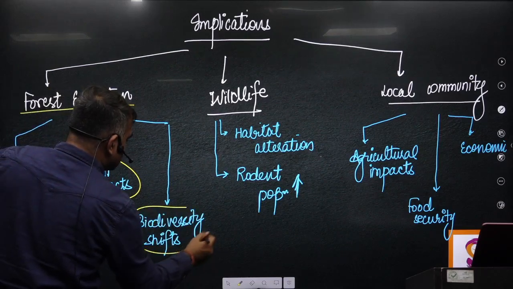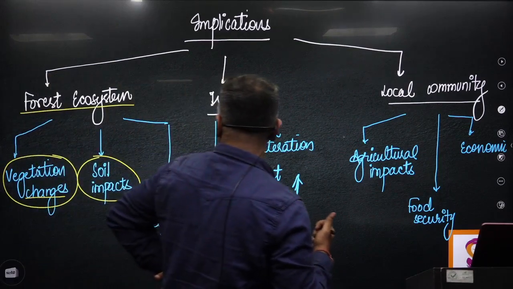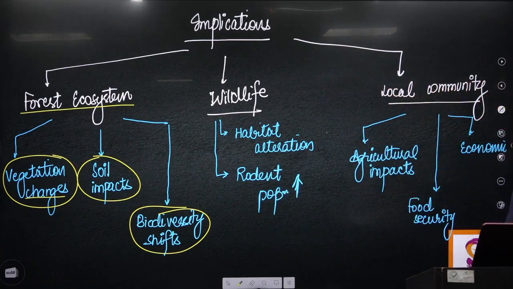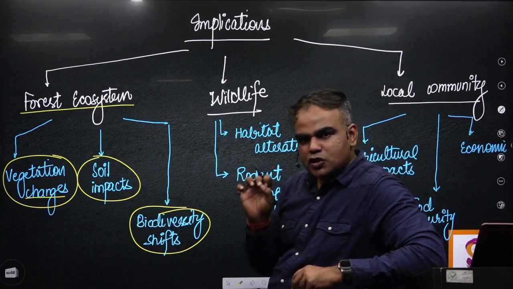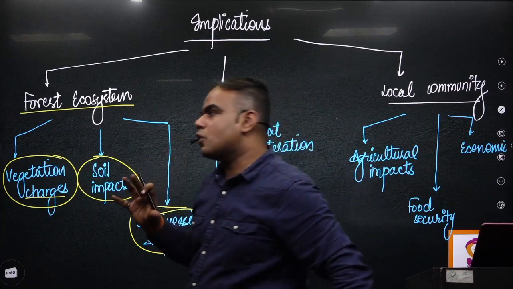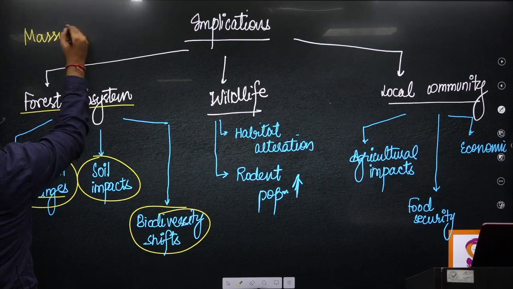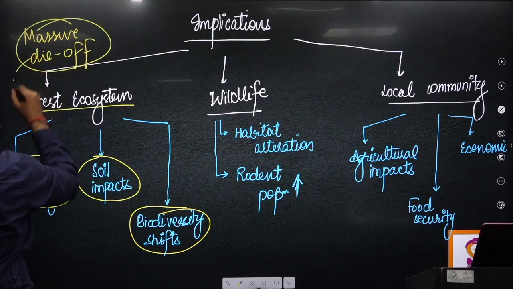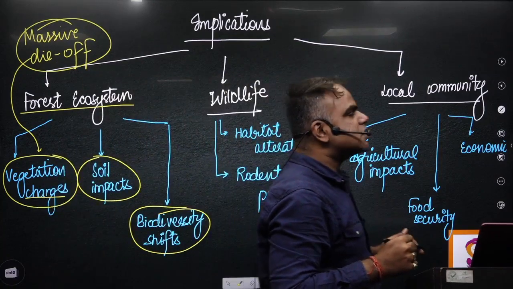Plus, because of these things, the biodiversity will also shift to a certain extent. So it is going to impact the soil, the biodiversity, and also the vegetation. We have seen die off in the case of sal forest; this is the massive die off for bamboo. Because of this massive die off, the vegetation is bound to change, and these are all the negative implications that will happen.